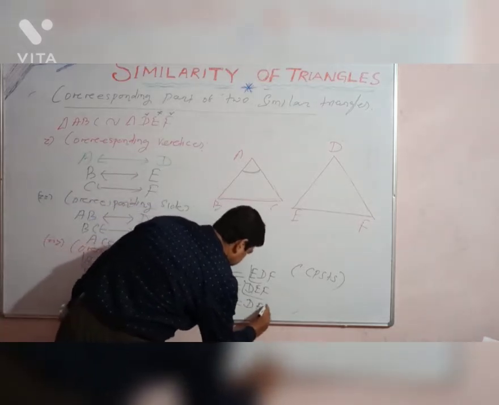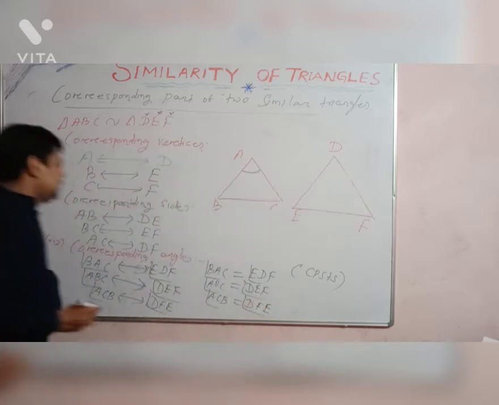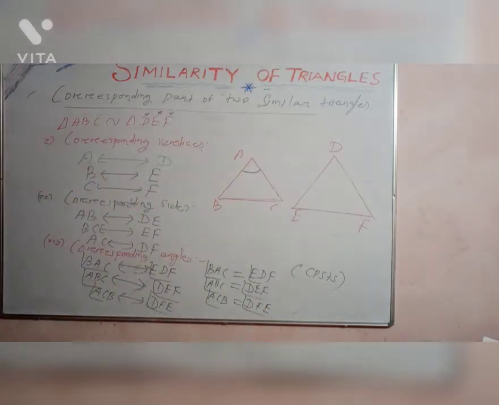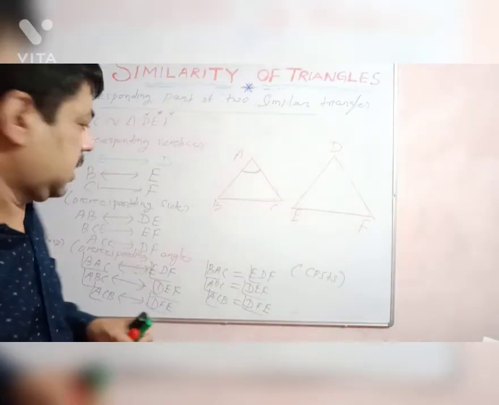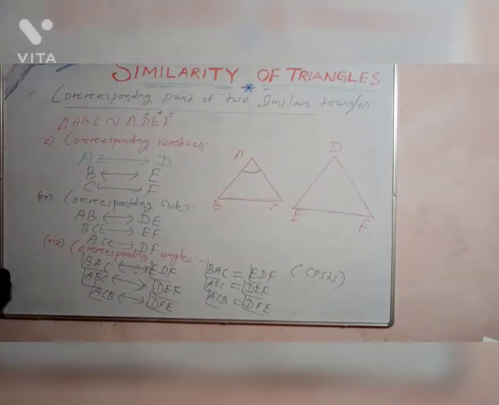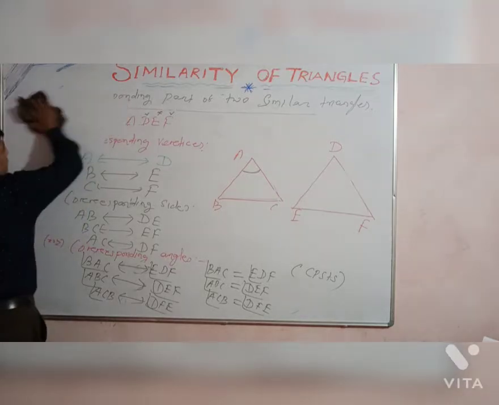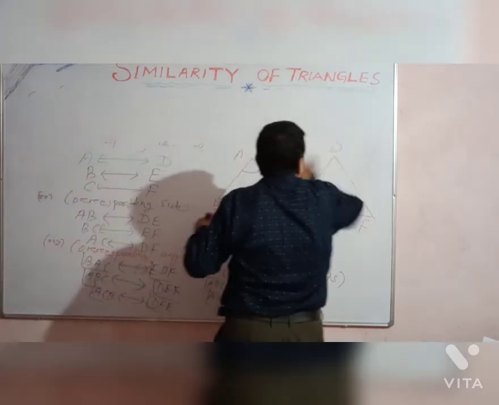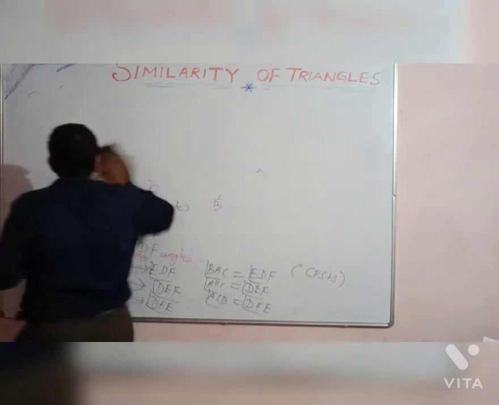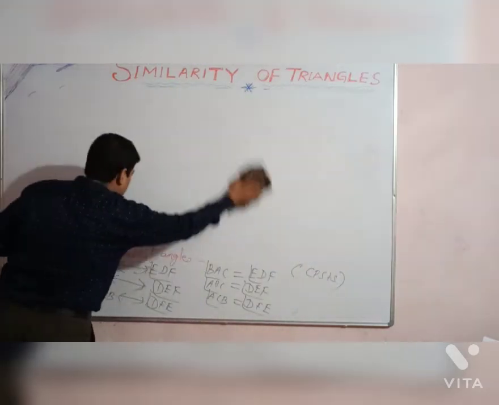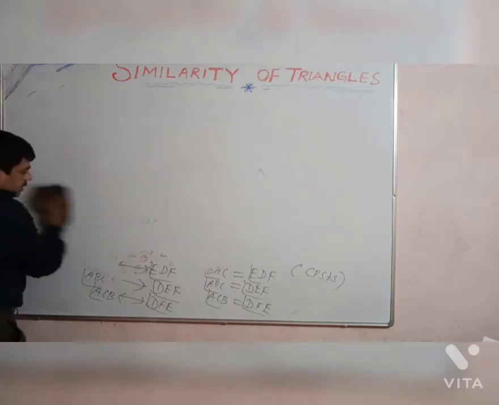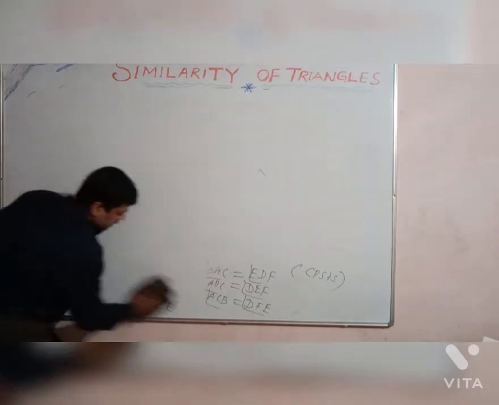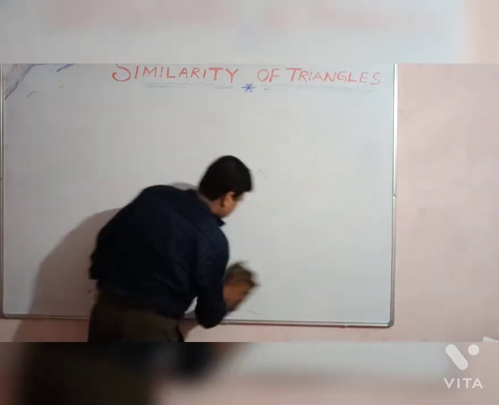Note this down. If two triangles are similar, then their corresponding angles are equal. This is called CPST, corresponding parts of similar triangles. Remember what the corresponding parts of two similar triangles are. Okay, understand? In the next class we will move on to the criteria of congruence of triangles. Another important point: if two triangles are similar, then the ratio of their corresponding sides are equal.